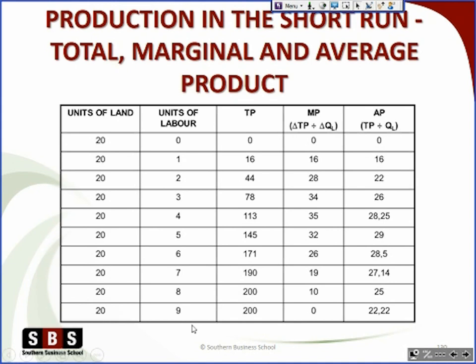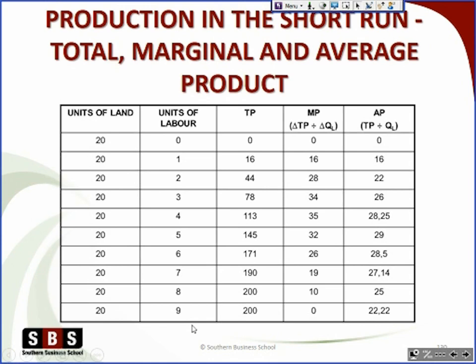What you must calculate from the total product, since you'll be given the units and the total product, is the average product. The average product, as you remember, is the total product divided by the units. Forget the land, because that is just to show you that it stays fixed. So you'll take the total product, 16 divided by 1 is 16, and 44 divided by 2 is 22. The average is easy: you just take the total divided by the units.